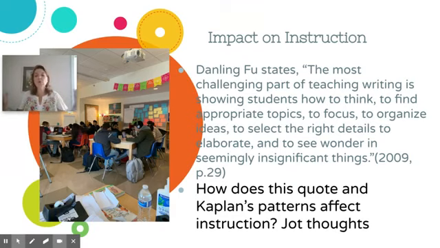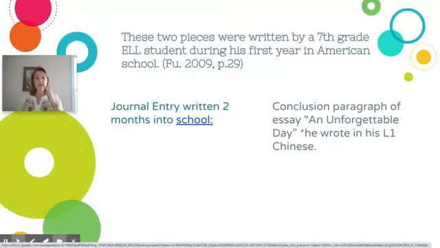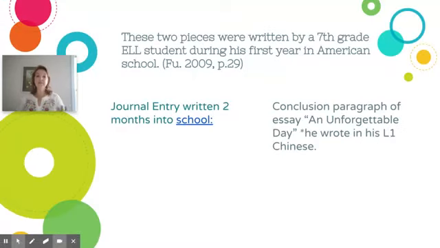So just as an example, Fu had 2 pieces written by a 7th grade English language learner during their first year in an American school. The first one we're going to look at was 2 months into the school year. This student was Chinese in their background. And the next one we're going to look at is a conclusion paragraph essay, but one that he wrote in his native language first. And I want you to look at the differences in what they were able to produce.